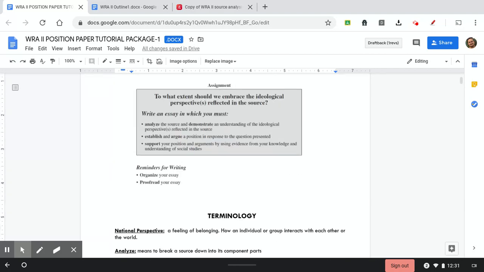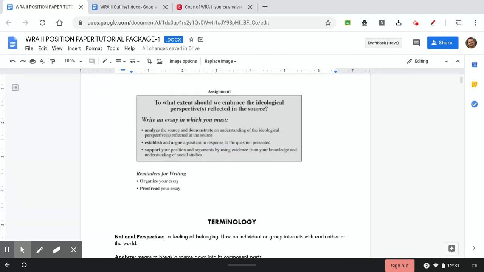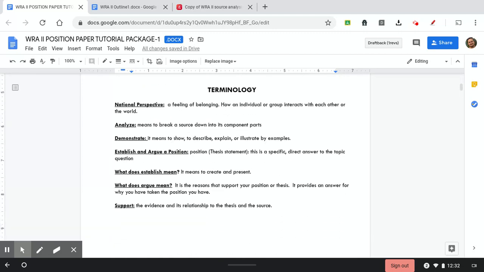Now, let's go back to the question. It's always going to be this. To what extent should we embrace the ideological perspective reflected in the source? This is why we begin with a source analysis. You have to be able to identify what the source's perspective is before you can say if we should agree or disagree with it. That should make sense to you. You have to know what the source is saying in order to agree or disagree with it.